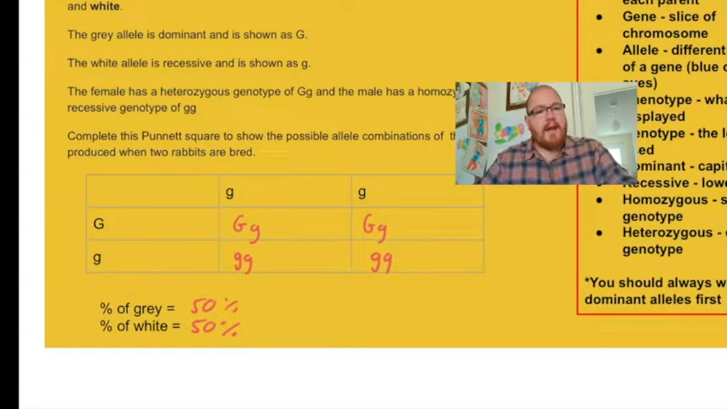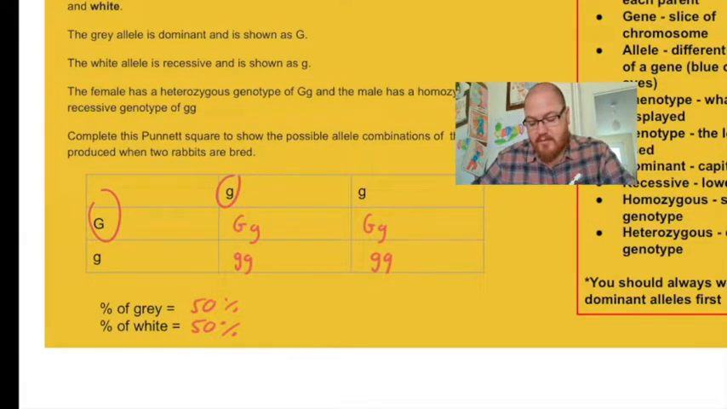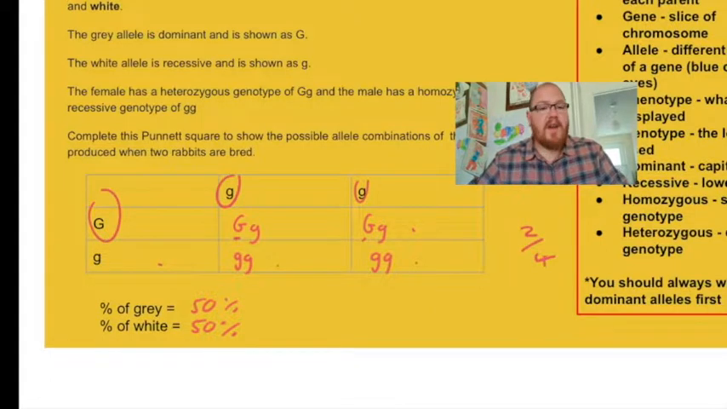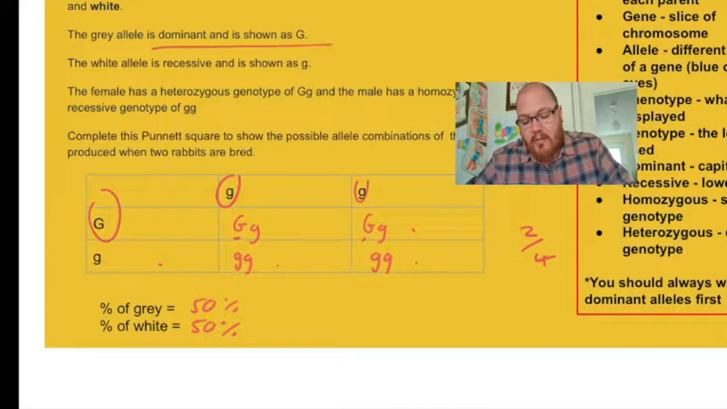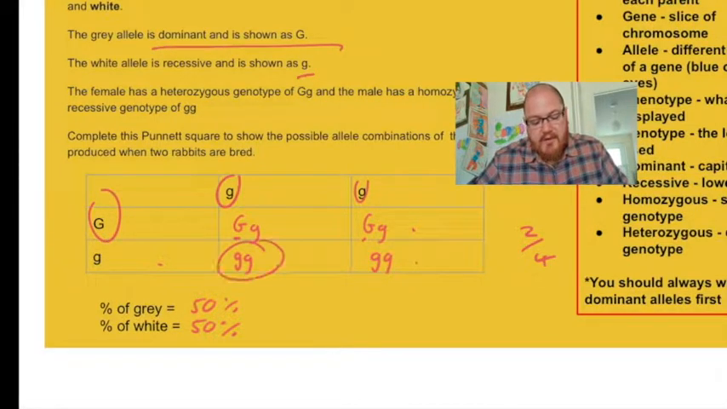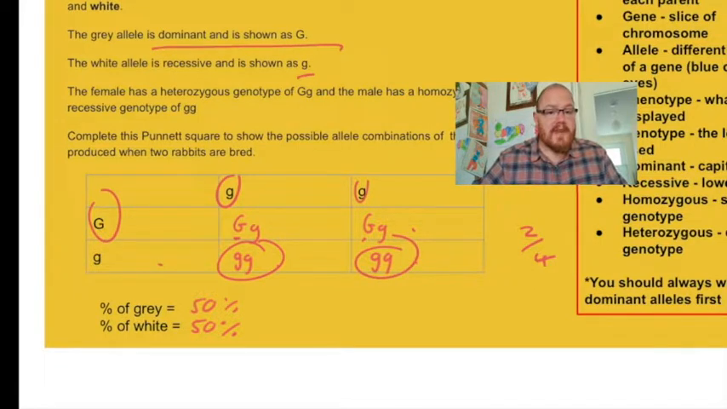Okay, let's see how we did. Big G, little g, big G, little g, big G, little g there. Little g, little g, little g, little g. That's the answers I got. So I've got a 50% now. So there's only 2 out of 4, which is half, is going to display that dominant grey. And then I've got 2 here, 2 out of 4, that's both recessive.